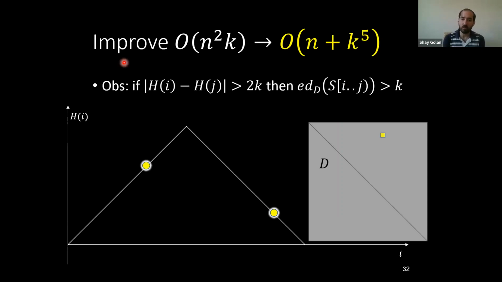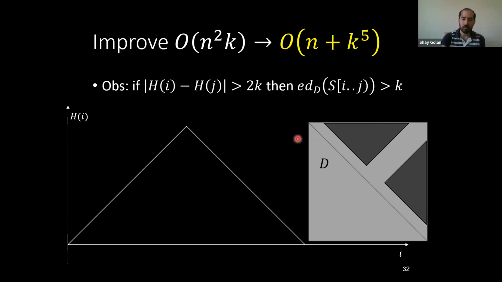And therefore, we can conclude that the Dyck edit distance of the substring between i and j, which is denoted here in the dynamic programming table, is for sure larger than k. And therefore, we can ignore it. And if we draw the regions in the dynamic programming table where we can claim this fact, we get something like this.